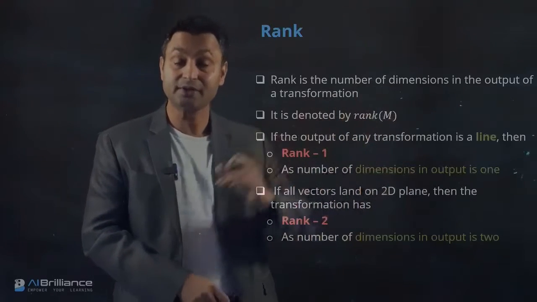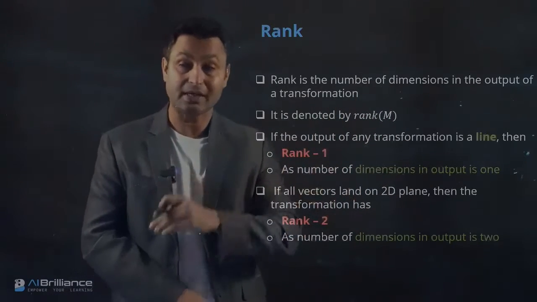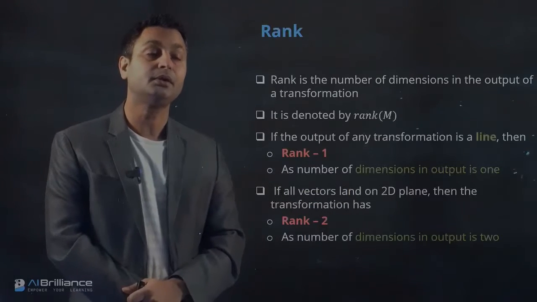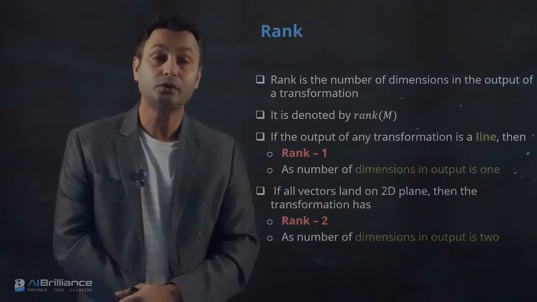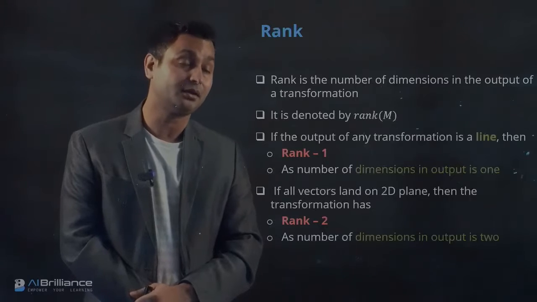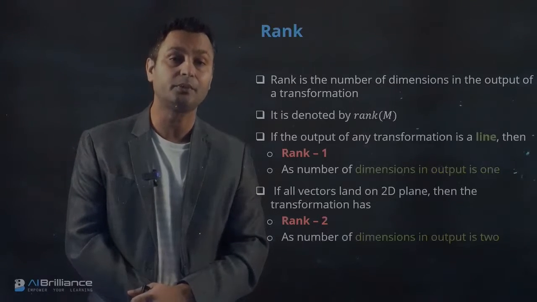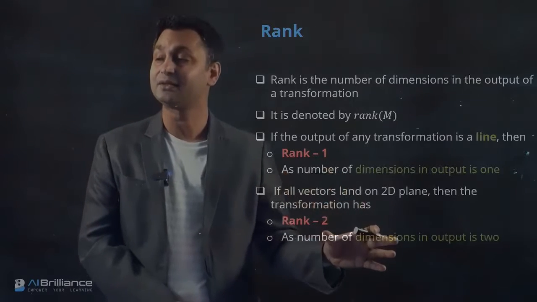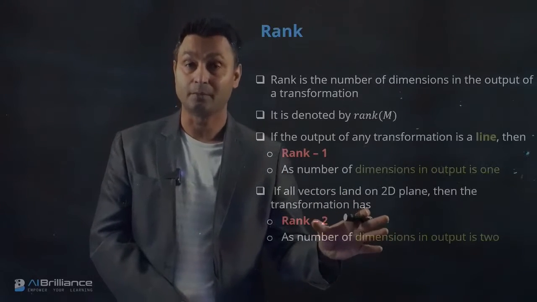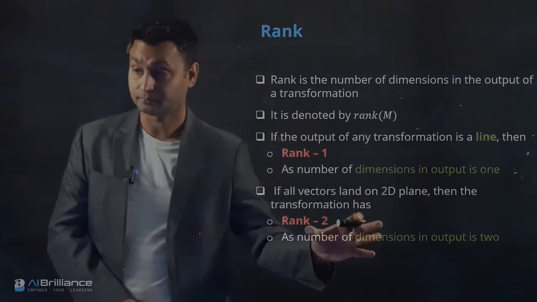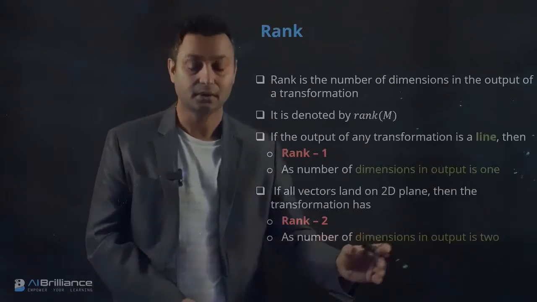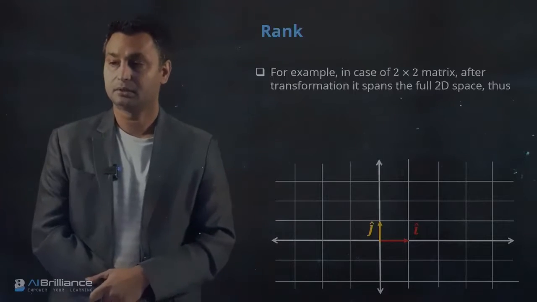Whereas, let's say you take a three-dimensional vector and transform it, and after transformation we only need two unit vectors, i and j, whereas the third component, the k component, became 0, and we did not need the third component to represent that vector. In that case, we will have a matrix whose rank is 2, as the number of dimensions is 2.